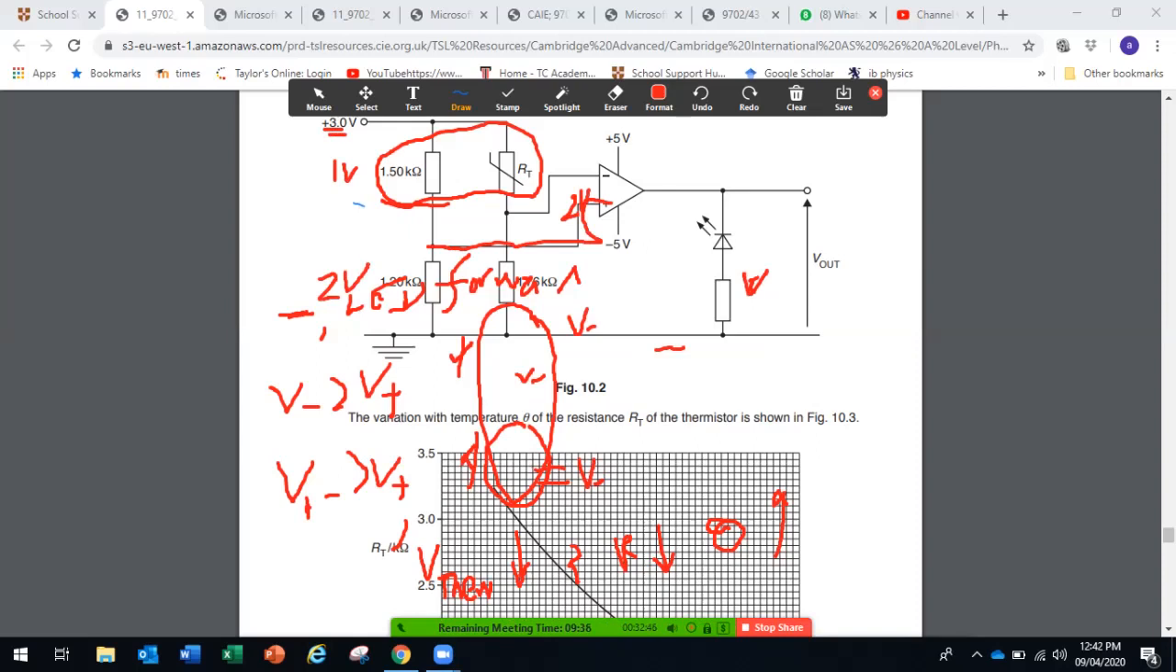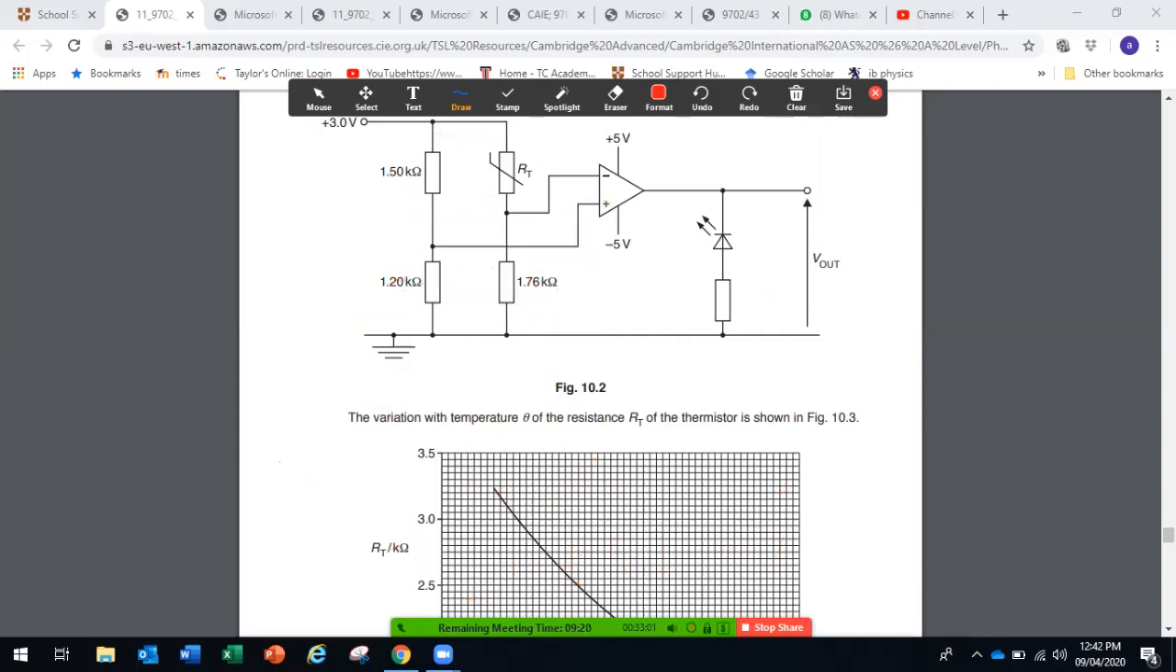But one question: V positive is the voltage taken by the 1.2 kilo ohms, and V negative is the voltage taken by the 1.76 kilo ohms, right, sir? Yeah. So both are influenced by the resistors which are down, the 1.2 and 1.76. The voltage input, V positive, is not only influenced by this resistor, also influenced by the top resistor, right? Because they are sharing the voltage, correct?